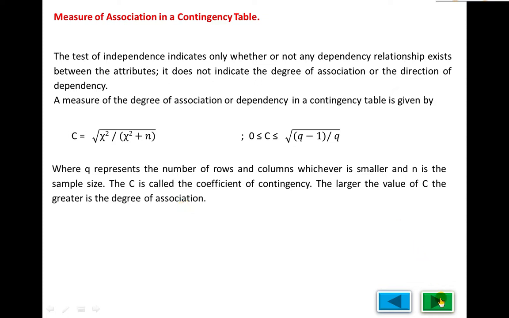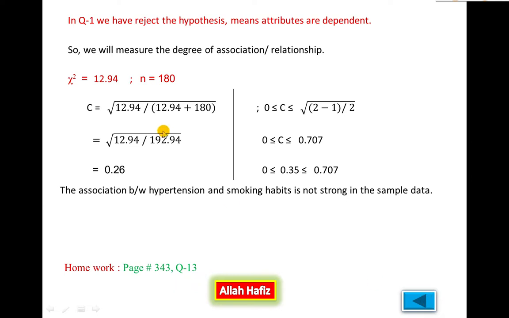Okay, so we will apply this formula to measure the degree of association for the previous example. In question number 1, we rejected the null hypothesis, meaning the variables are dependent. So we will measure the degree of association. The chi-square calculated value is 12.94 and n is 180. Substitute the values of chi-square and n, simplify, and the value of C is 0.26.